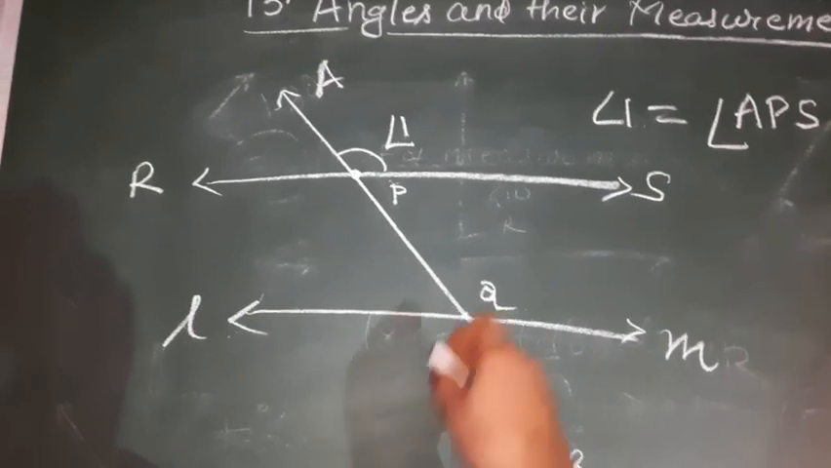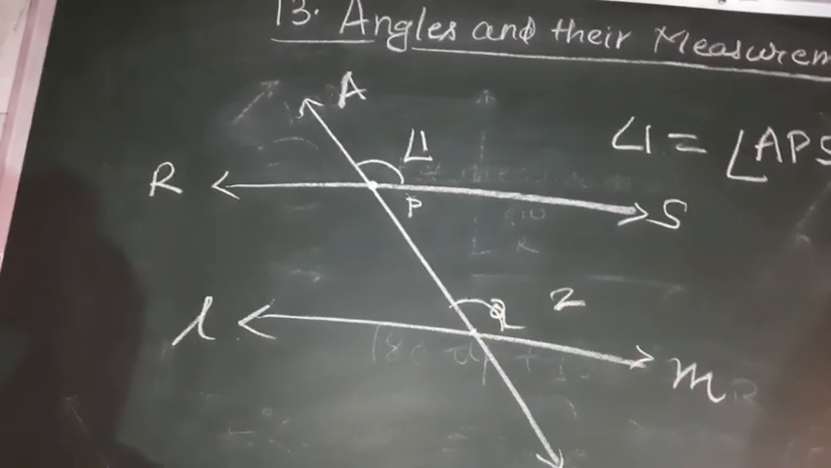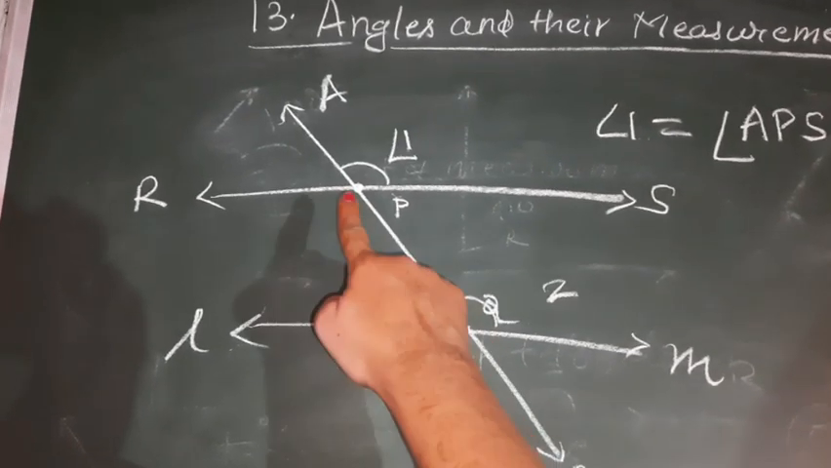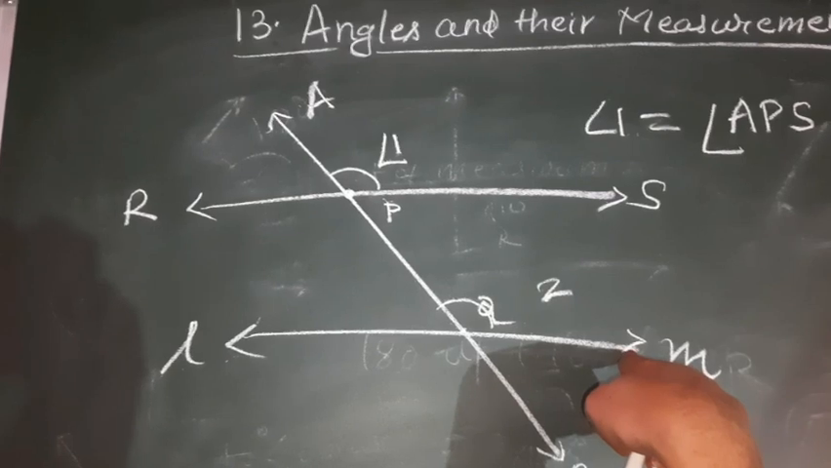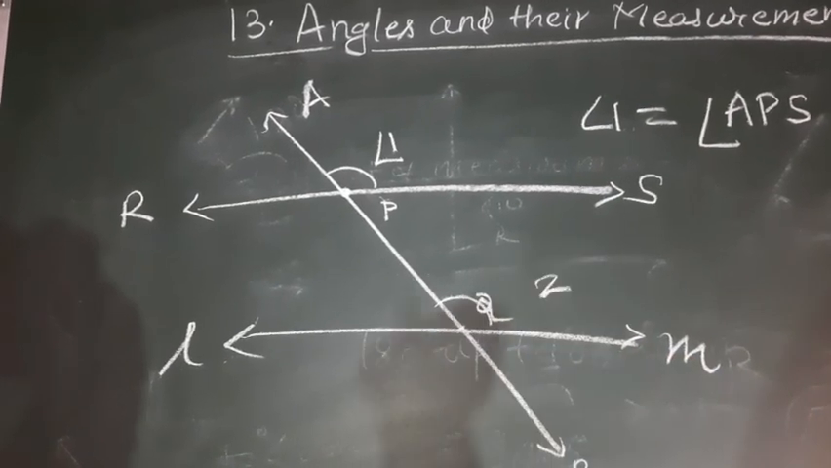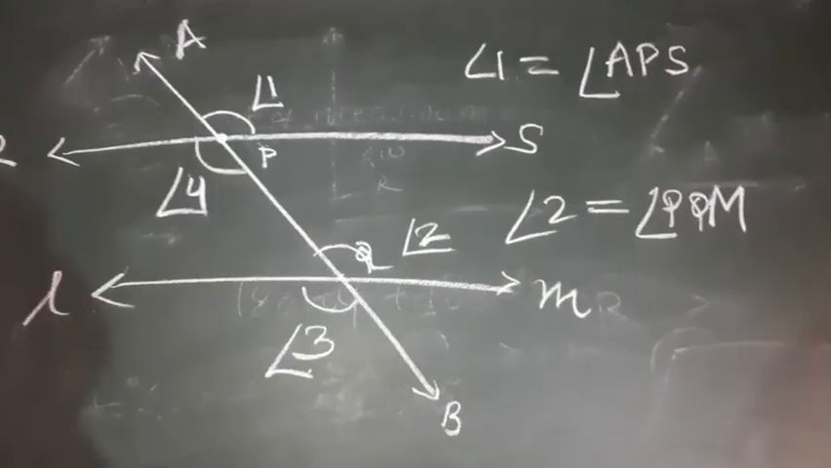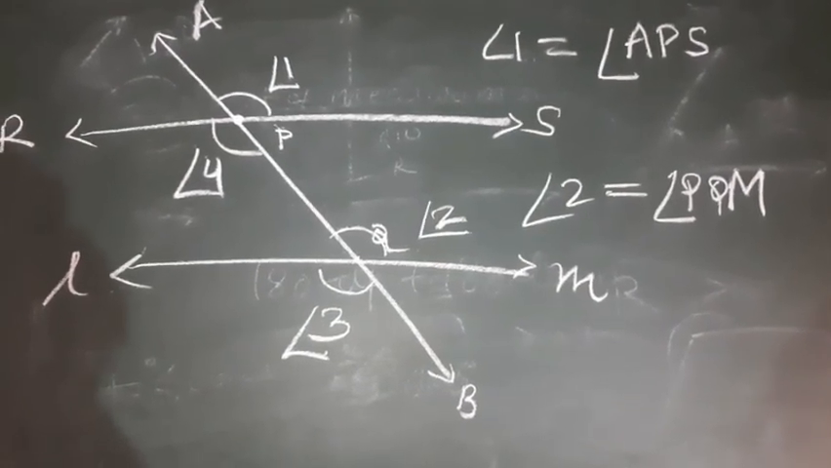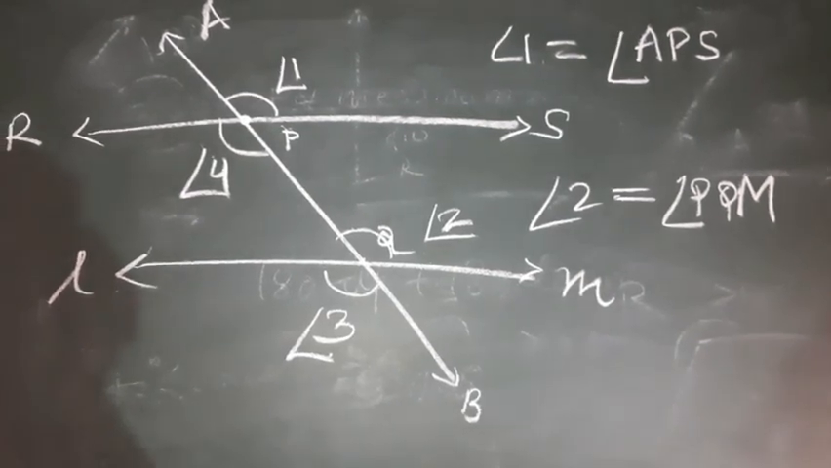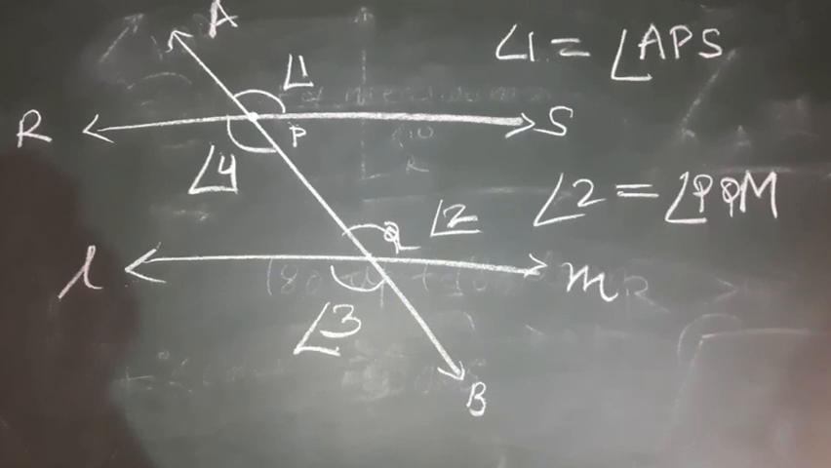Now if I want to name angle number 2, it will be angle PQM. What will it be? It will be angle PQM. In the same way, we will name the other angles also. Now students, you have to name angle 3 and angle 4 in the comment section. What is the name of angle 3 and angle 4? Kindly pause the video and reply to me in the comment section.